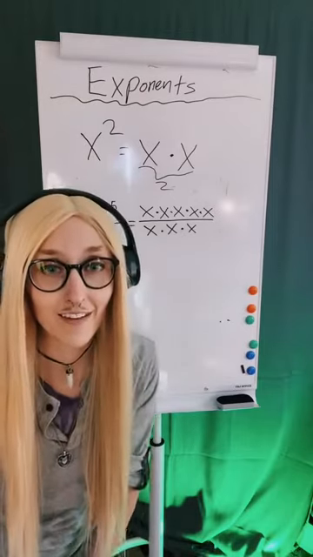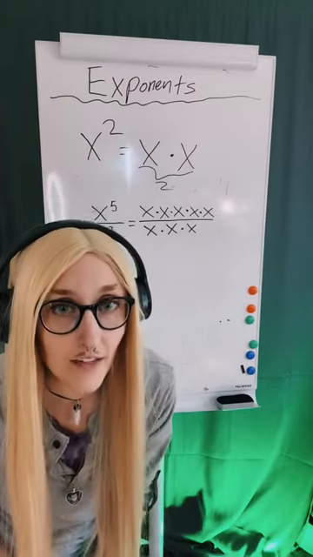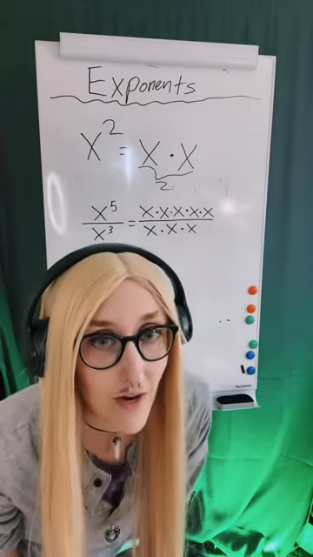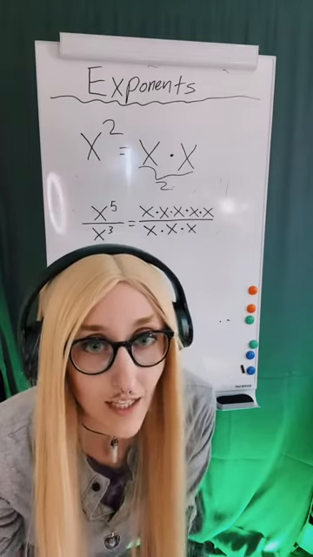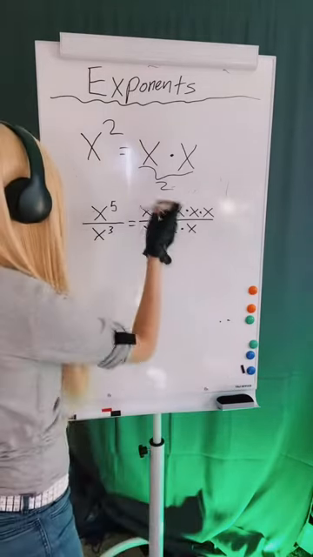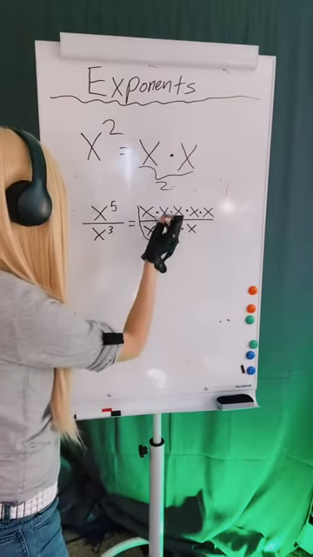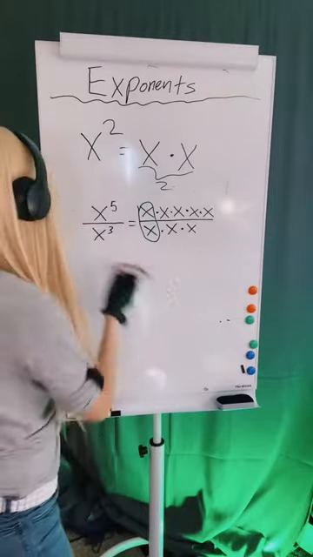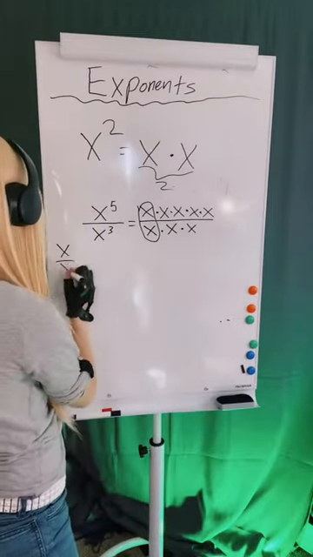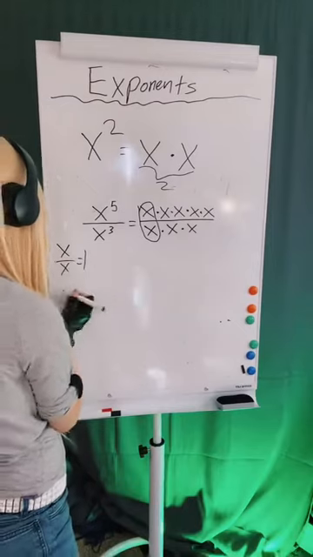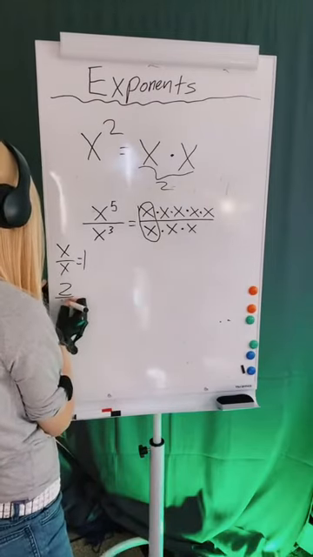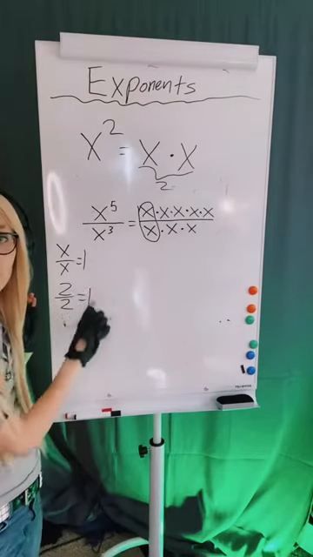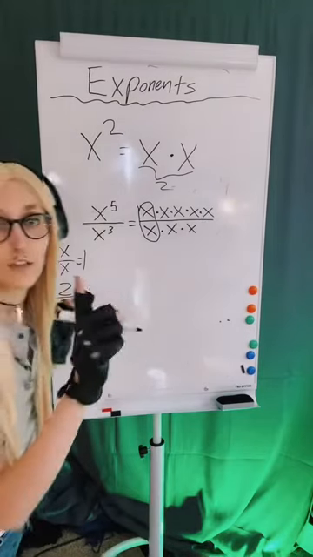Cool. All right, now we're going to use one of my very favorite special rules. My favorite math rule is that any number over itself is equal to 1, right? X over x is equal to 1. That's the same as saying 2 over 2 is 1 whole. That's all that's saying. Any number over itself is 1.